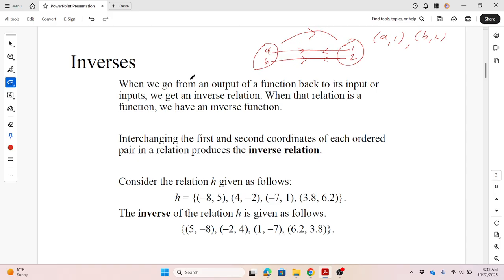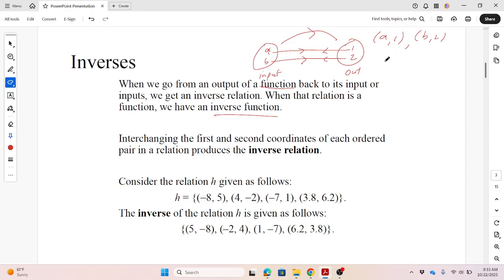Okay? When we go from an output of a function back to its input, so this is the output and this is the input, and here we say function, but if it's not a function, that is also fine. We get an inverse relation. When the relation is a function, we have an inverse function. So let's say you have a function, and when you go back, you get a relation. Sometimes that relation is a function, sometimes it's not. If it's a function, that's called inverse function. Interchanging the first and second coordinate of each ordered pair in a relation produces the inverse relation.